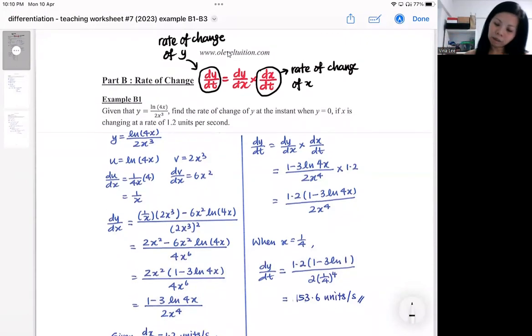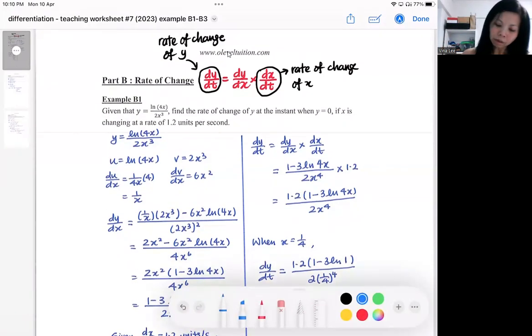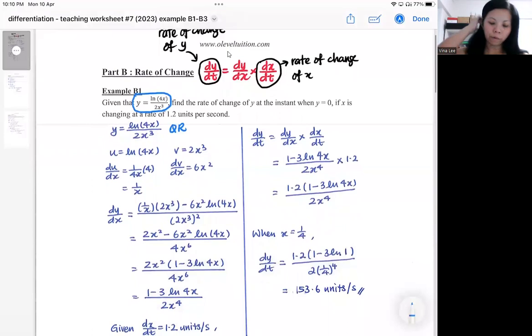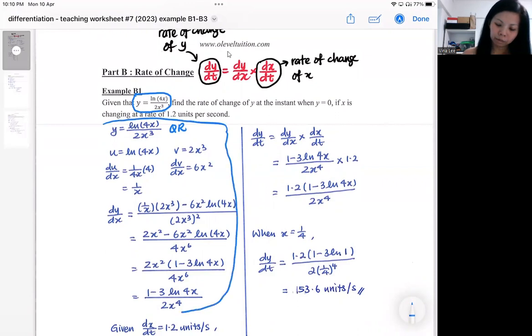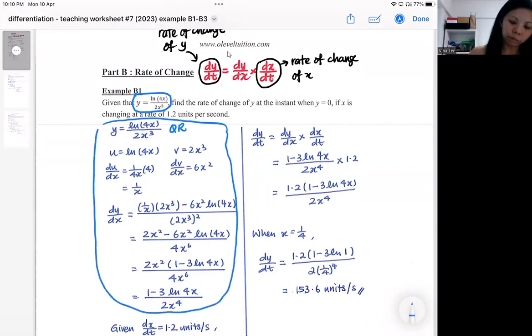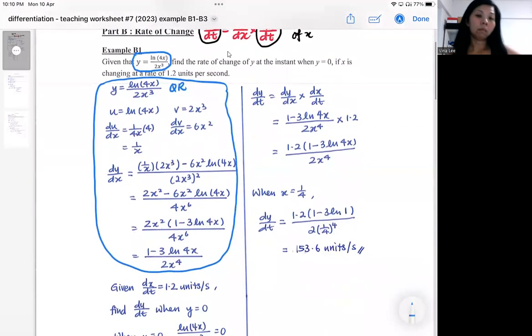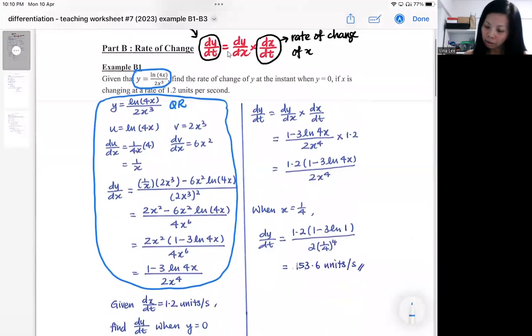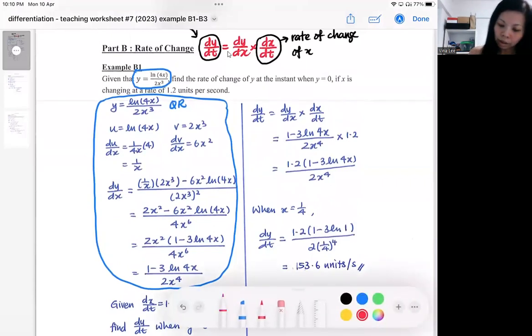So in our case, in the first question, if you look, it's a ln differentiation. It is a ln and it is with quotient rule. So you perform your quotient rule to get your dy dx. So you need to be able to do the quotient rule correctly. And then after that, let's understand what the question is giving us and what we are finding.